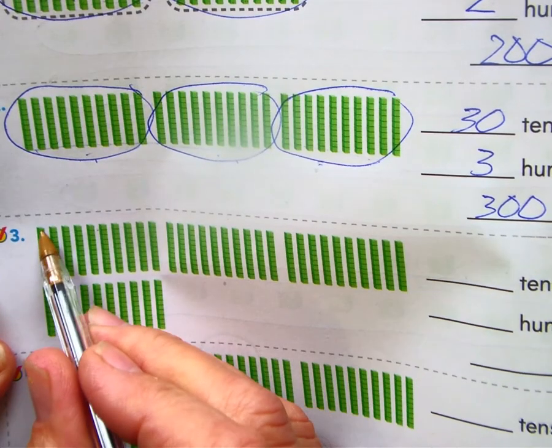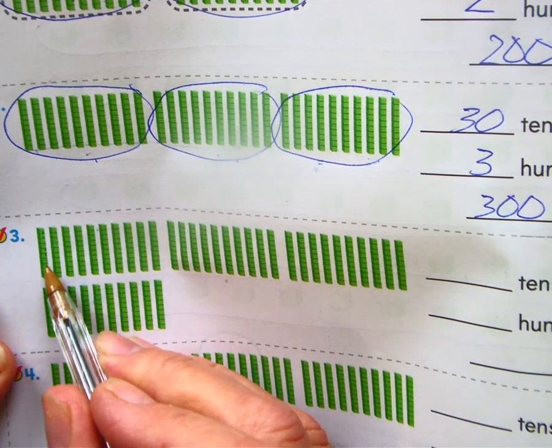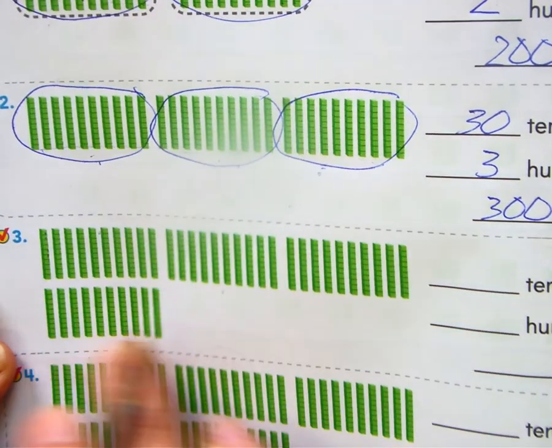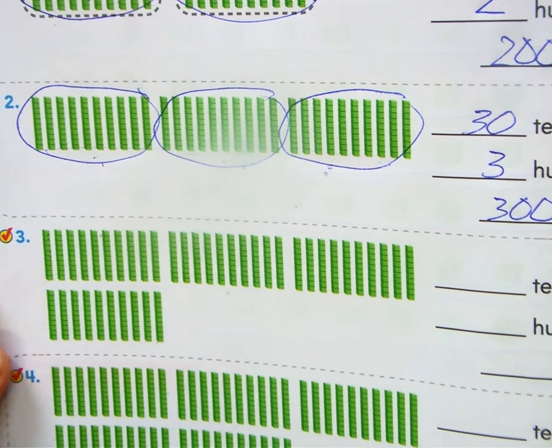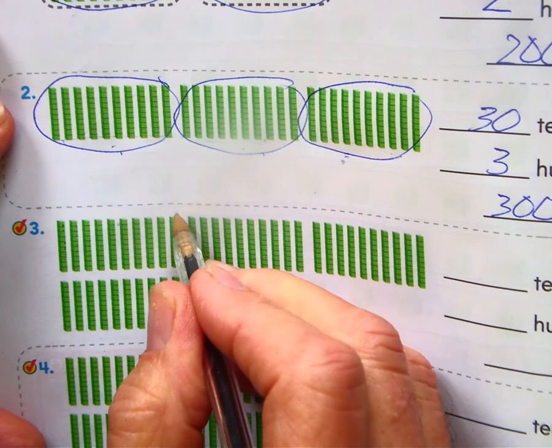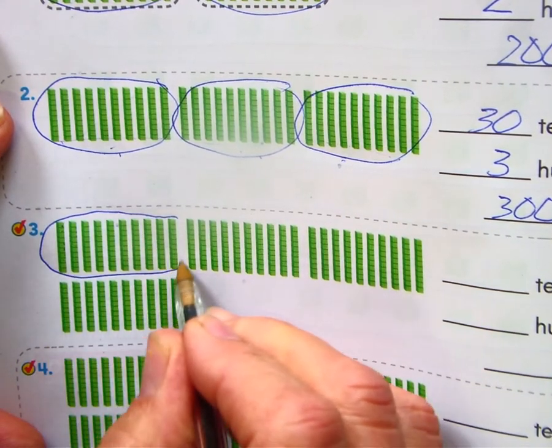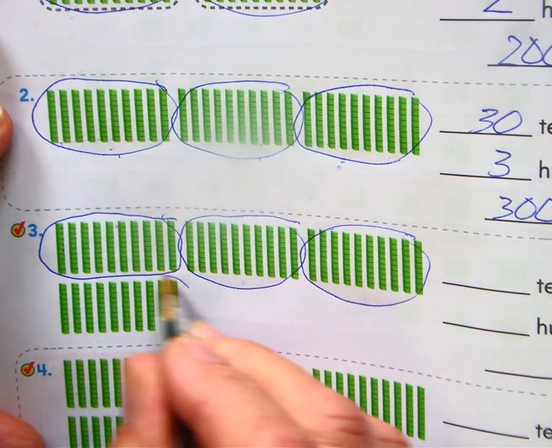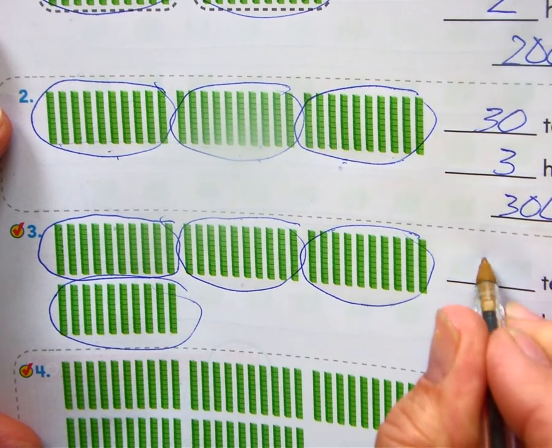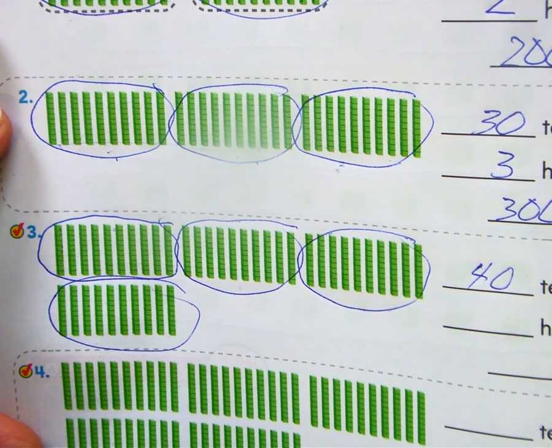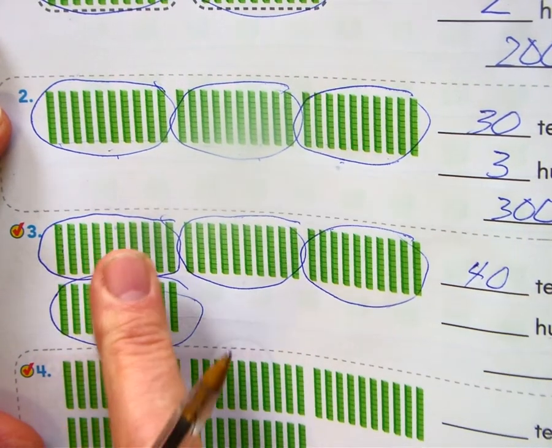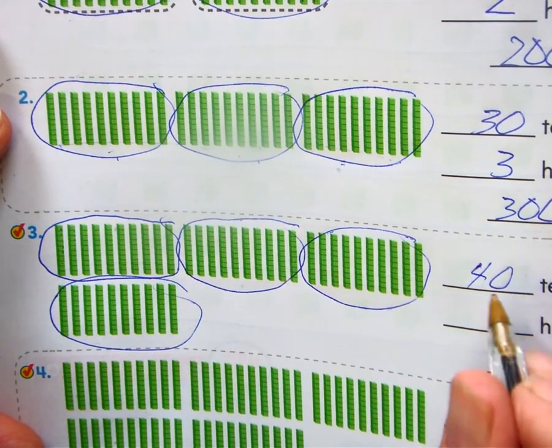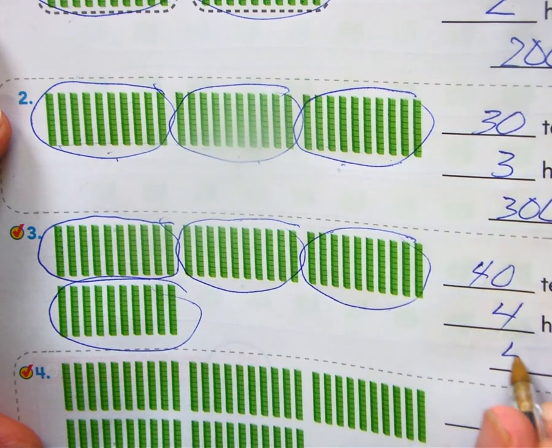Mira cuántos bloques. ¿Quién quiere contar? 1, 2, 3, 4, 5, 6, 7, 8, 9, 10, 11, 12, 13, 14, 15. Do you want to count all those? Count them all? No, too much time. So we're going to count tens. 10, 20, 30, 40 tens. How many hundreds? Well, that's 100 now. We can make 100. 1, 2, 3, 4 hundreds. That makes 400.